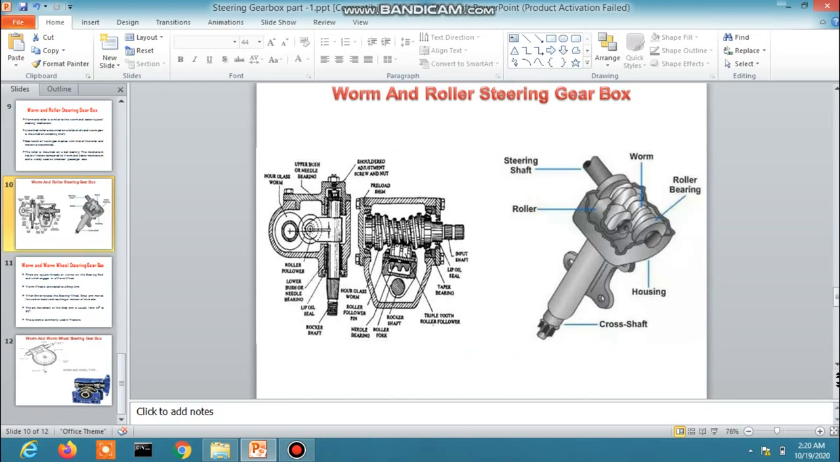Now the roller and those bearings are placed outside the worm gear, and the roller and worm mesh together, and the power is transmitted to the cross shaft, and this is the cross shaft, and the pitman arm is connected here. So the rotation is transmitted to the pitman arm to the drag link.